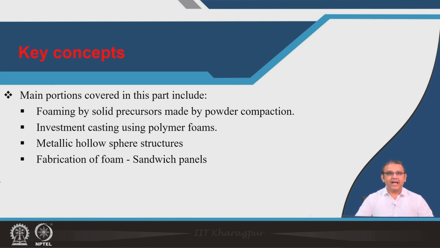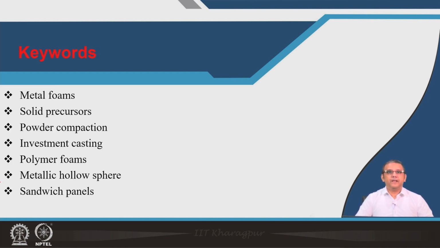Among these processes, as you will see in this lecture, foaming by solid precursor and metallic hollow sphere structures are basically powder metallurgy processes, while investment casting using polymer foam is a liquid metal casting process. So, the main keywords for this lecture are metal foams, solid precursors, powder compaction, investment casting, polymer foams, metallic hollow sphere and sandwich panels.